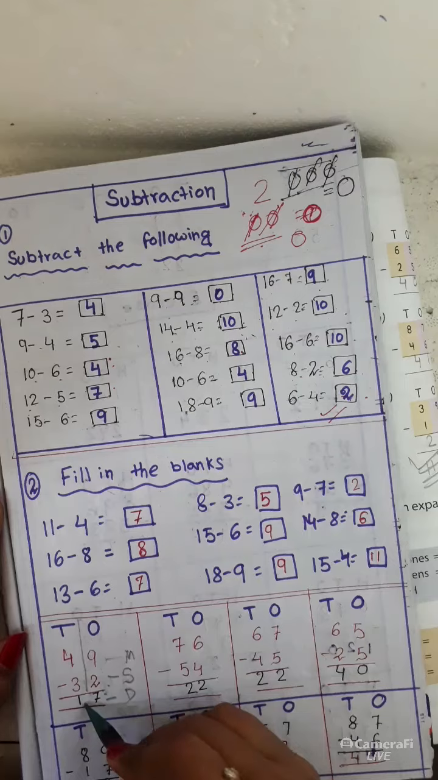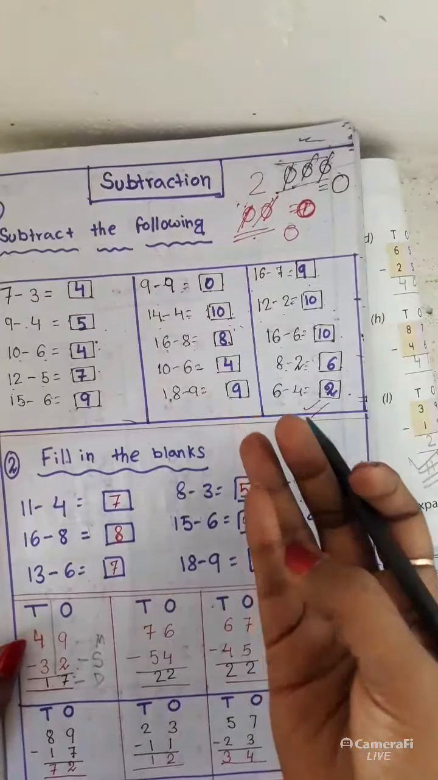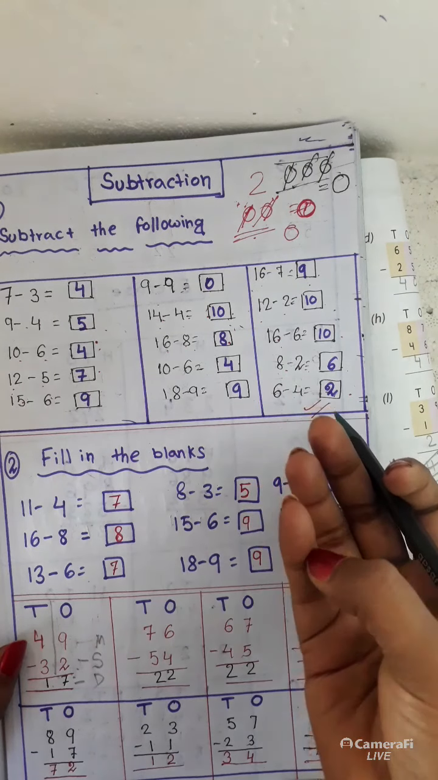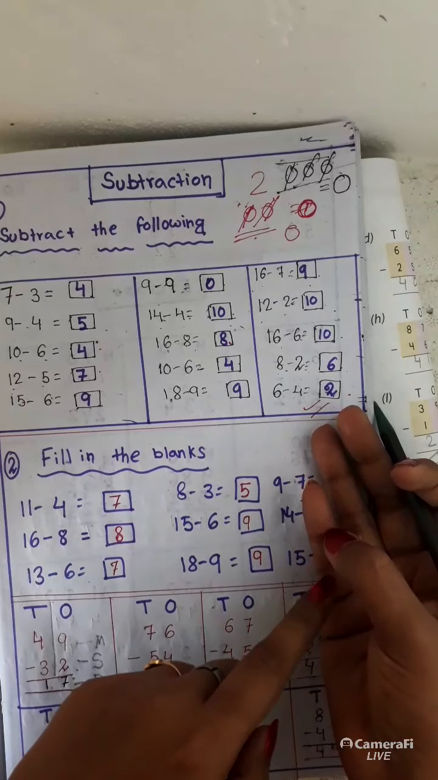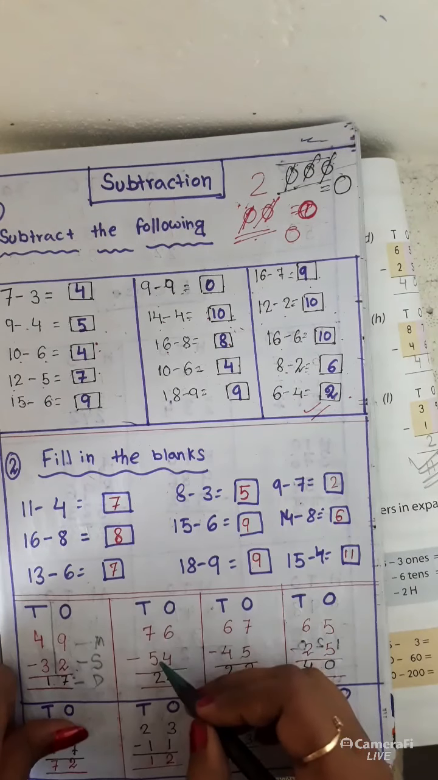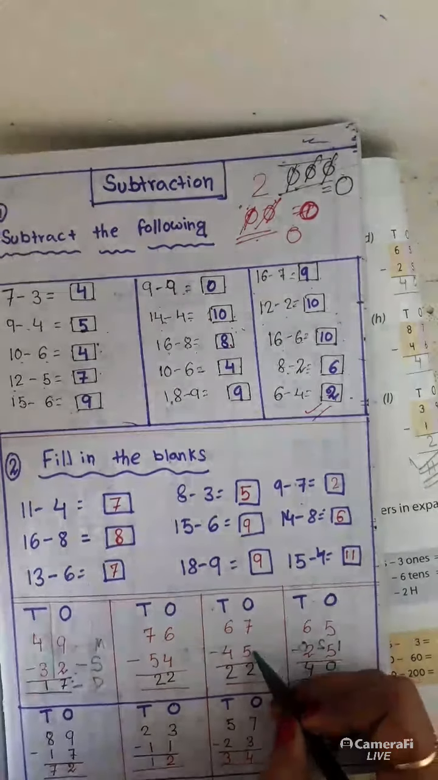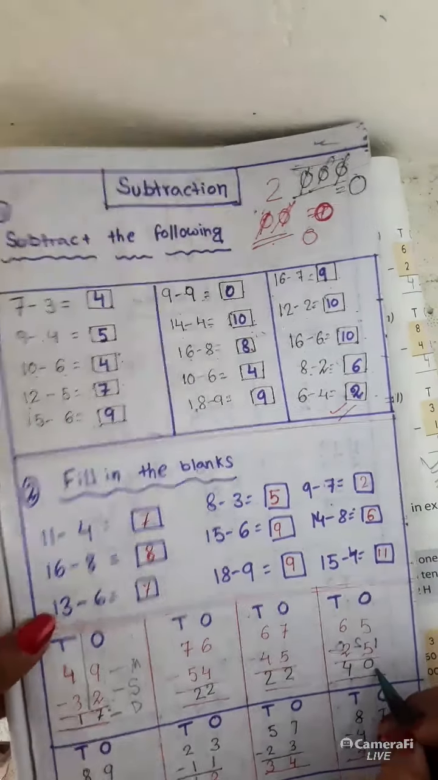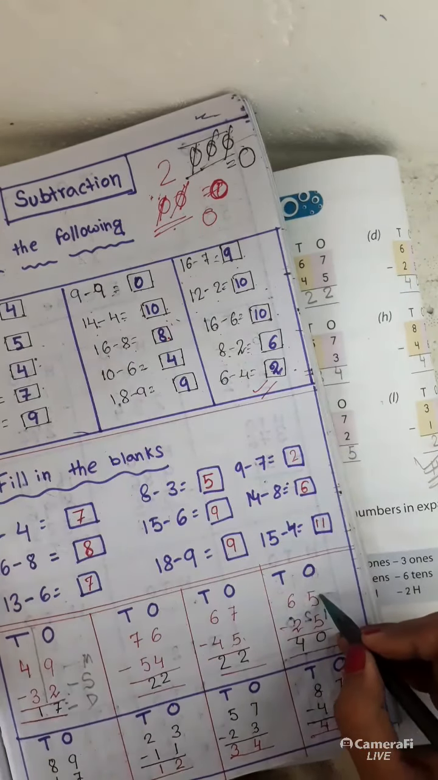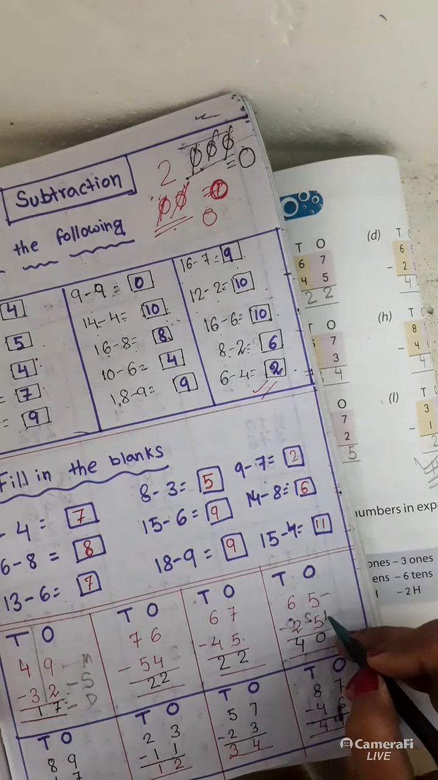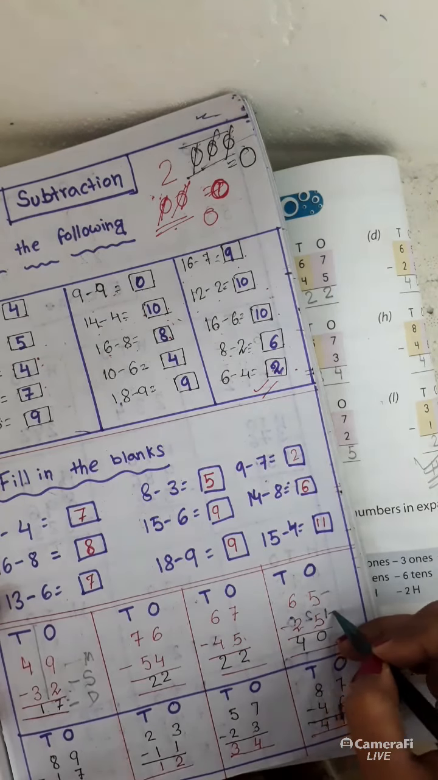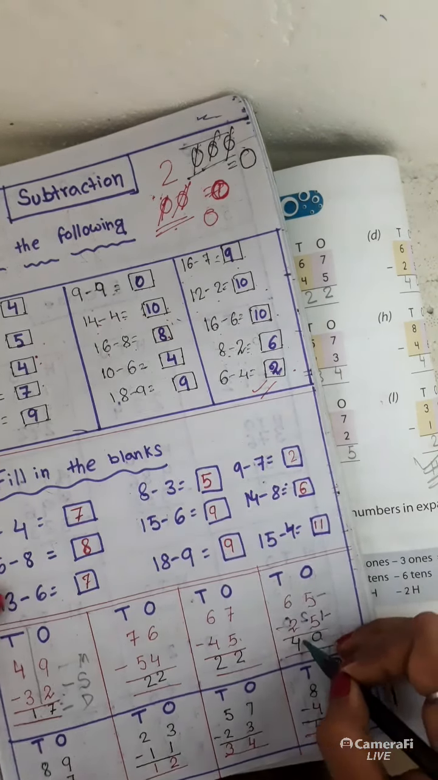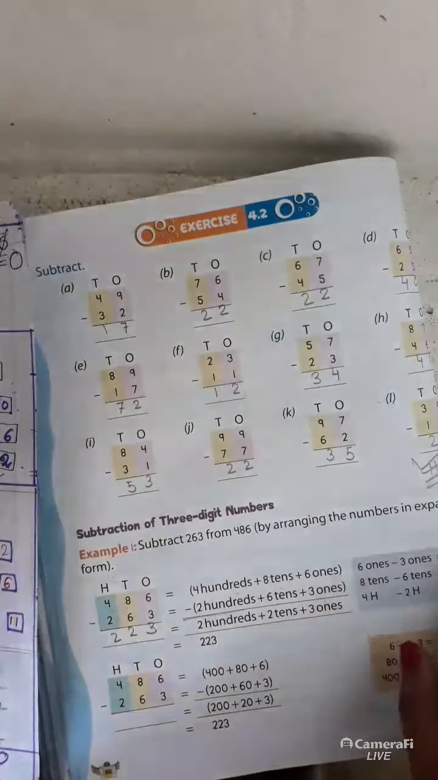4 minus 3 is 1. 6 minus 4, 1, 2, 3, 4, 5, 6, minus 4, 1, 2, 3 and 4. So how much left? 1, 2. You see, I have written 2. 7 minus 5 is 2. 67 minus 45, it's 22. 65 minus 25 is 40. Because I told you that when we subtract the whole number with the same number, the answer will always be 0. So 5 minus 5 is 0 and 6 minus 2 is 4. Like the same way you need to practice. Okay children?